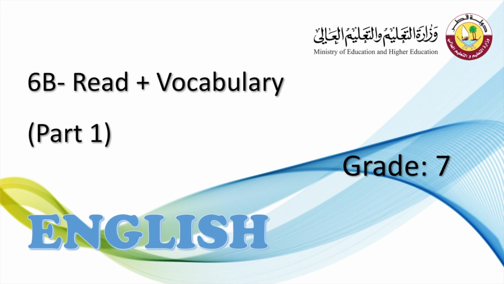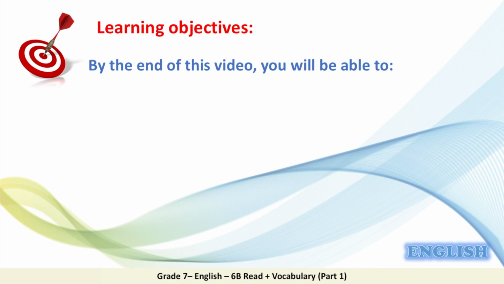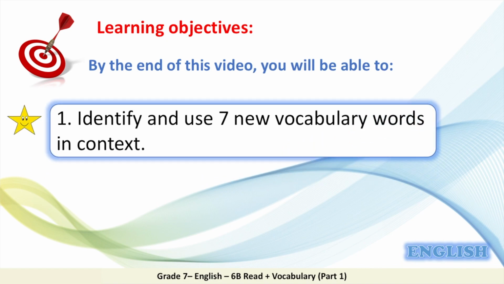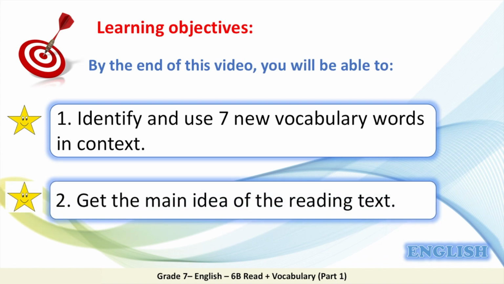We have a reading lesson today, and we are starting with the first part of lesson 6B, Read plus Vocabulary. Let's take a look at the objectives for today's lesson. There are two objectives that we will need to work on. By the end of this video, you will be able to first identify and use 7 new vocabulary words in context. Second, you will be able to get the main idea of the reading text.